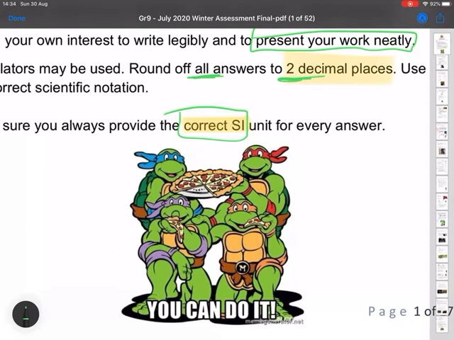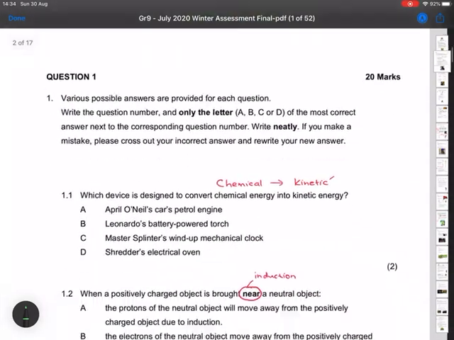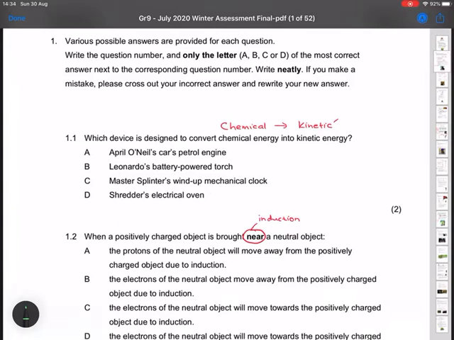Capital A is the symbol. You have to do that. All right, so multiple choice. Let's go through this. Which device is designed to convert chemical energy into kinetic energy?